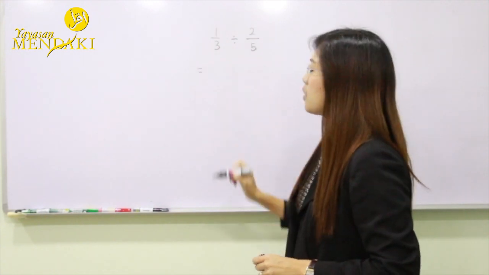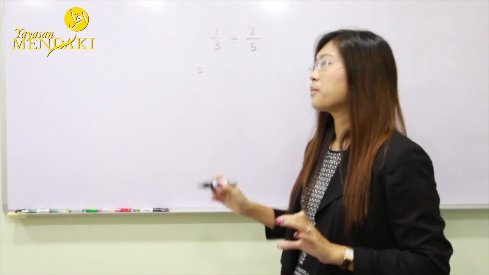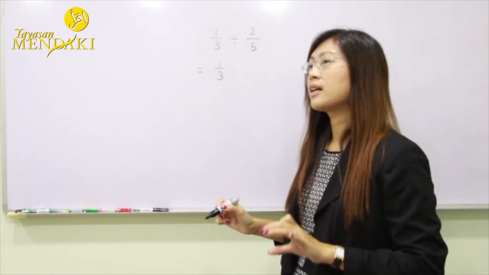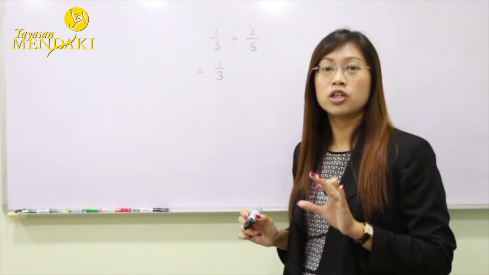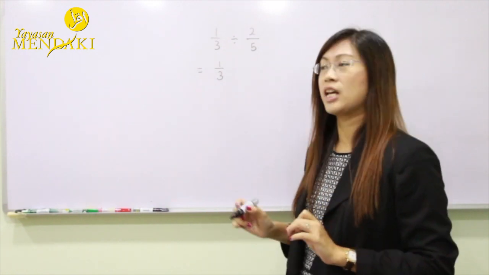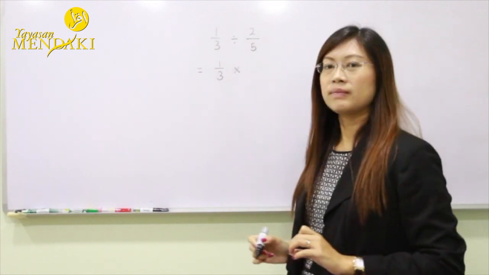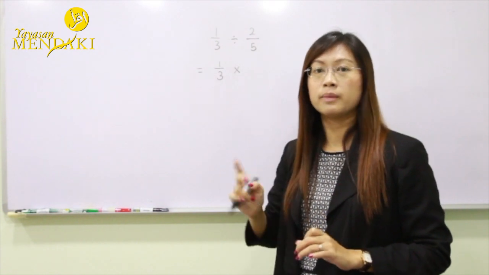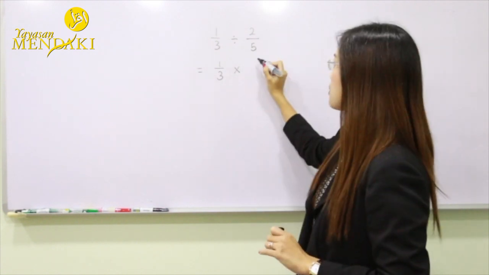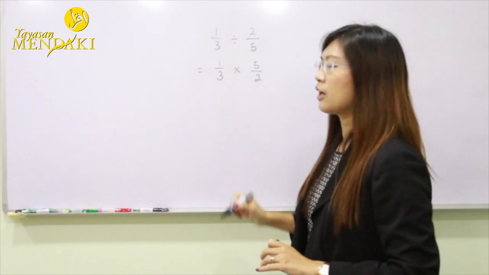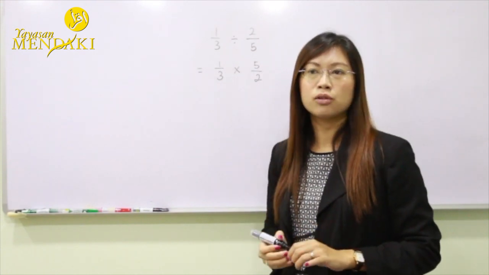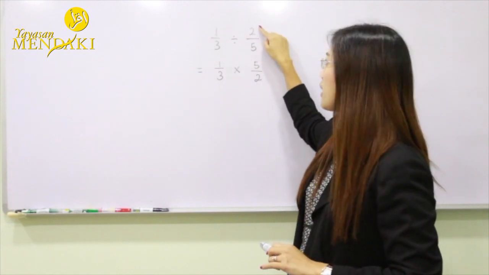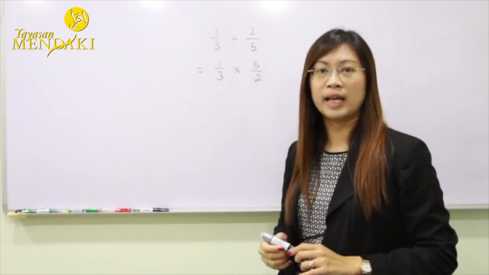Now first of all, we have to keep the first fraction, and that is 1/3. So you just copy down the fraction, 1/3, and then you have to change the division sign to the multiplication sign. Alright? Now what about the last step? For the last step, you have to flip the second fraction, which gets you to 5 over 2. Now flipping the second fraction simply means that you put the denominator on the numerator, and the numerator becomes the denominator.